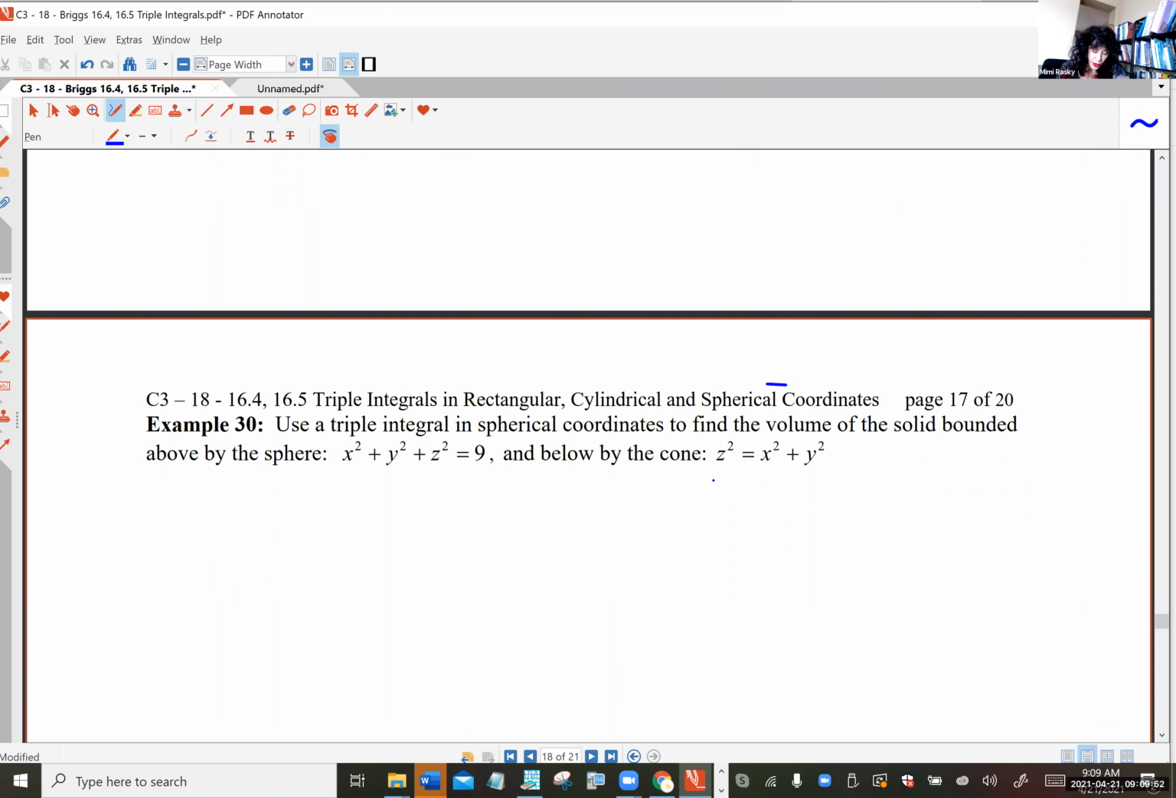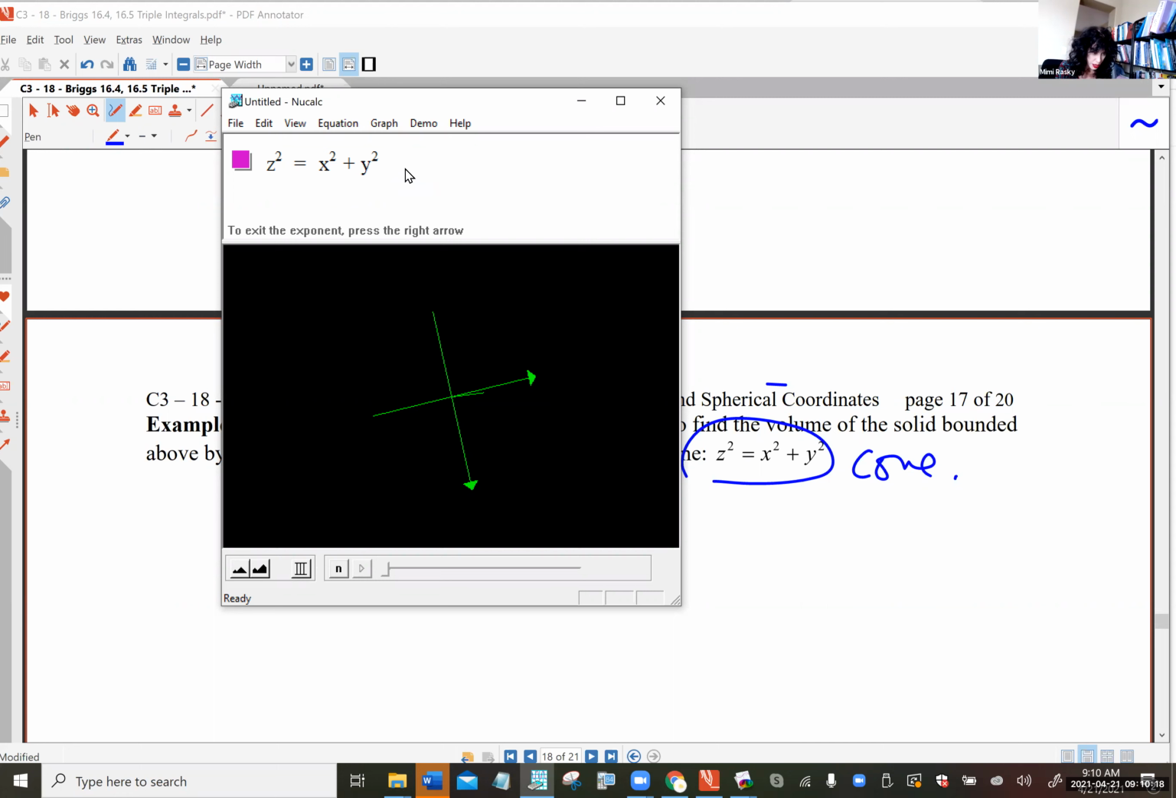Okay, now the hard one. This involves a cone. So if you did graph z squared equals x squared plus y squared, you would get what's called a double napped cone. It's like an ice cream cone pointed upward, and an ice cream cone pointed downward. Really? Yeah, it's kind of funky. And it turns out for this problem, you're only going to want the upper cone, and you'll see why in a moment.